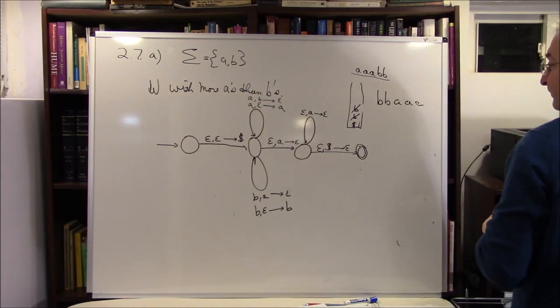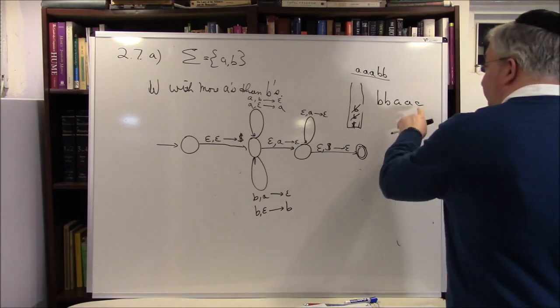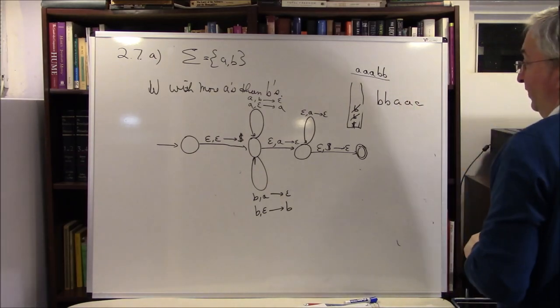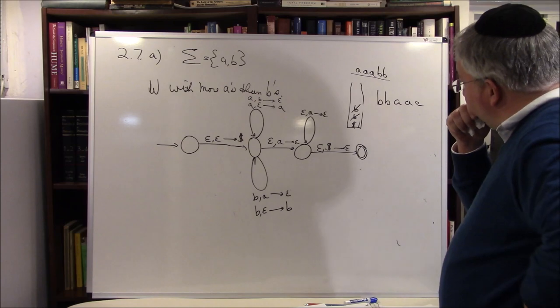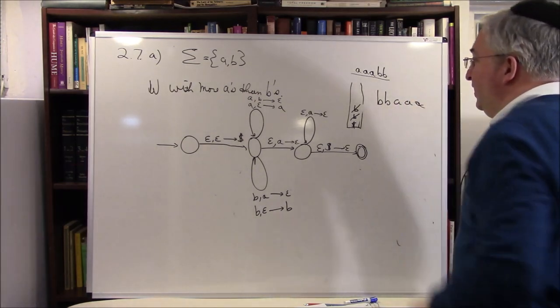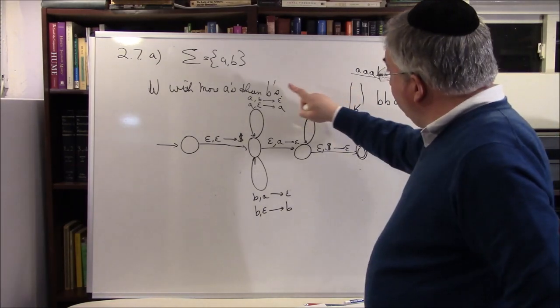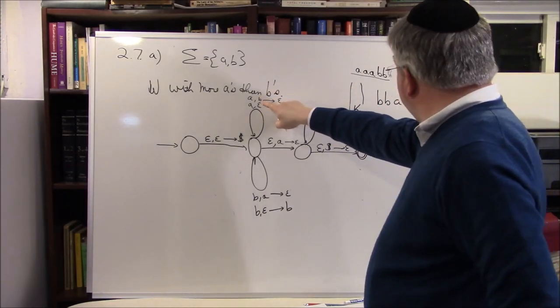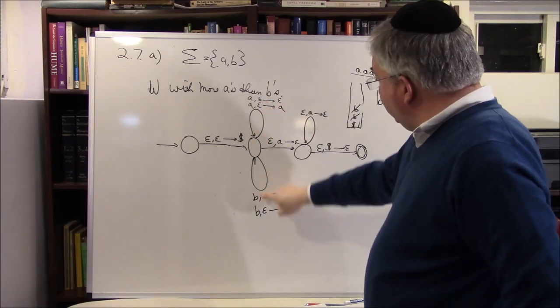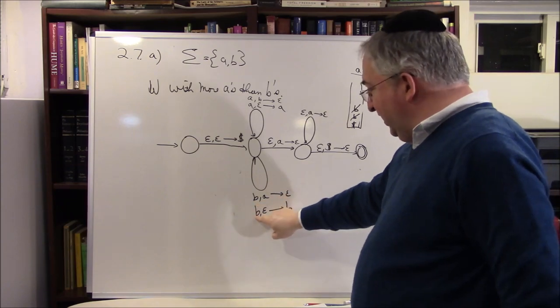Then, I see another A. Then I see another A. Okay, let's see. I see another A. That's another A. Don't move. I see another A. And I can't use this because I don't have B on my stack. I can't use this because I'm reading an A, not a B.